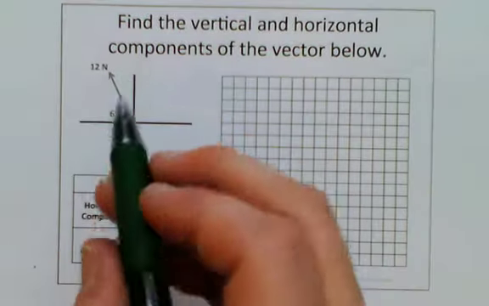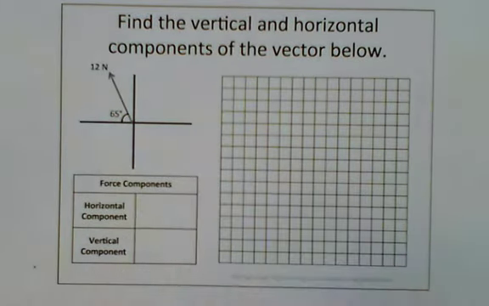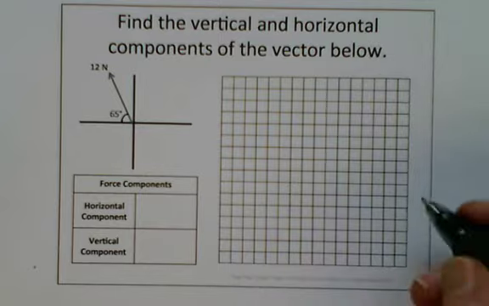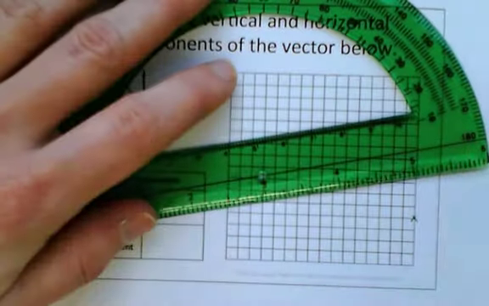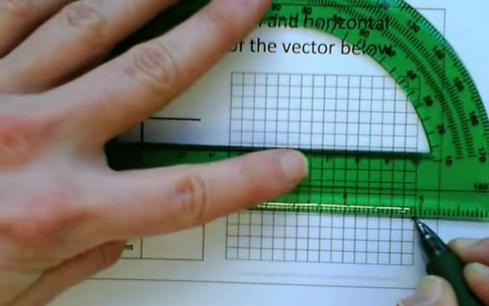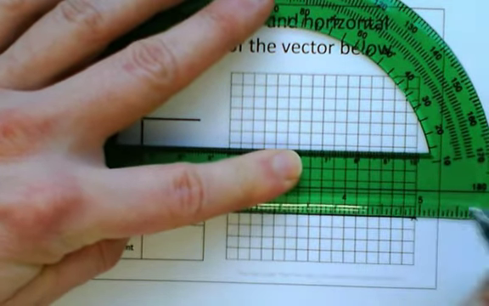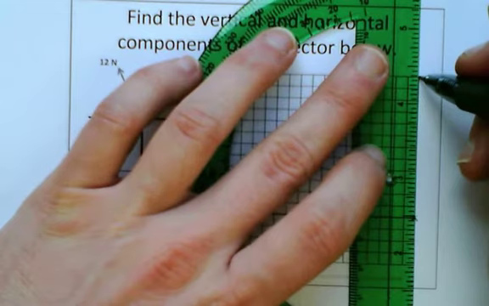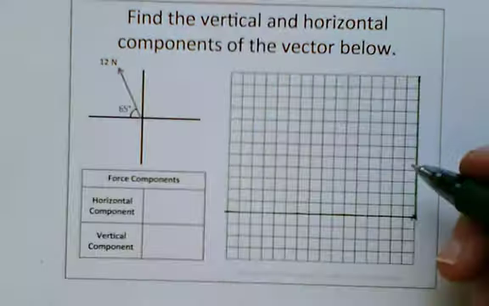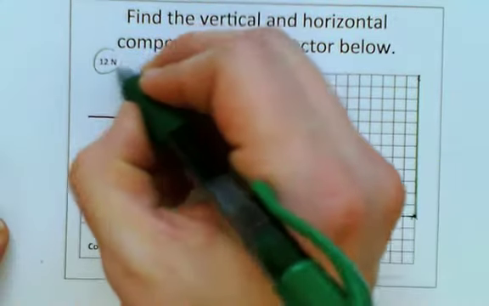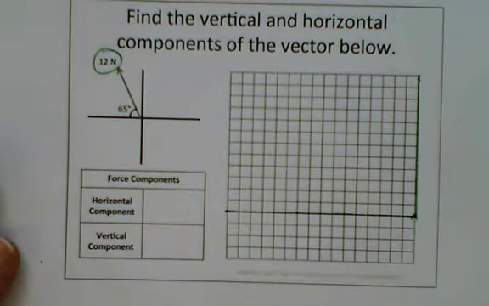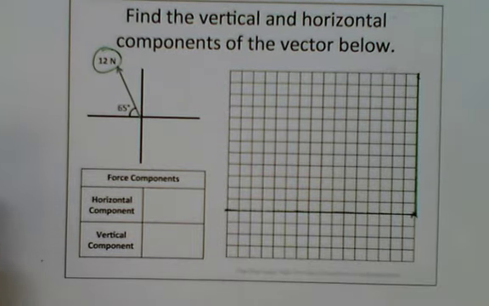In this one we have a 65-degree angle. The difference is our vector points to the left. So we can draw the vector to scale just like before. Make an origin. Draw your two axes. Choose a scale. In this case, I choose a scale of 1 centimeter equals 5 newtons. 12 Newton force becomes 2.4 centimeters long.